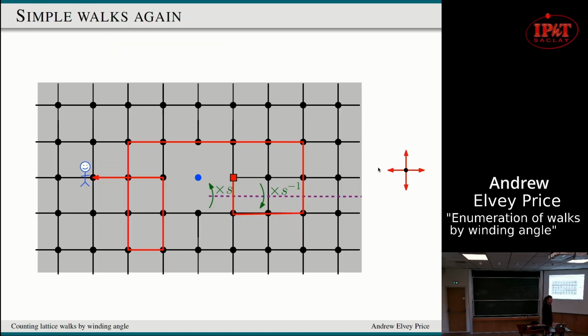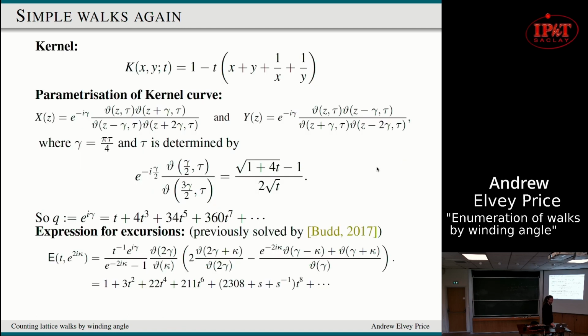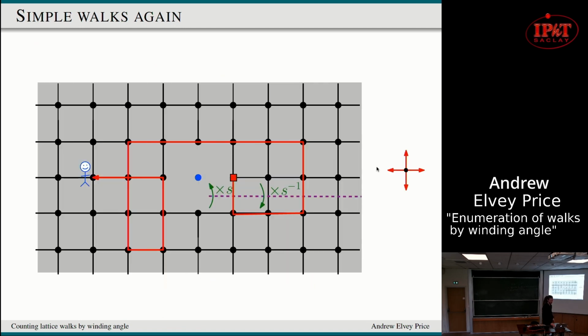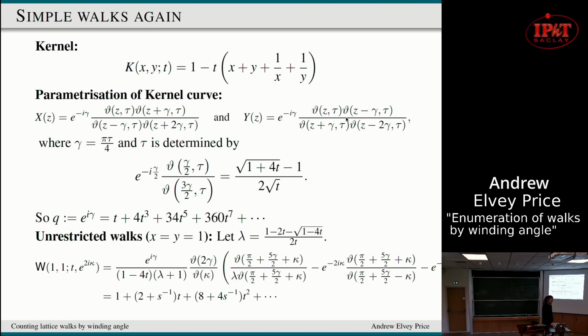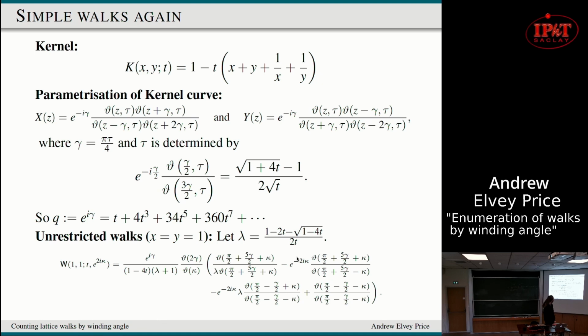Okay, so just going back to simple walks, I wanted to describe a bit about the asymptotic results we get from all this. So this is the expression again for excursions. In this case we can also get explicit results for unrestricted walks. It was too big to fit on the page in this font, so in a slightly smaller font, here's the expression for unrestricted walks. That is where we don't care about the endpoint, but we still care about the amount of winding that happens.